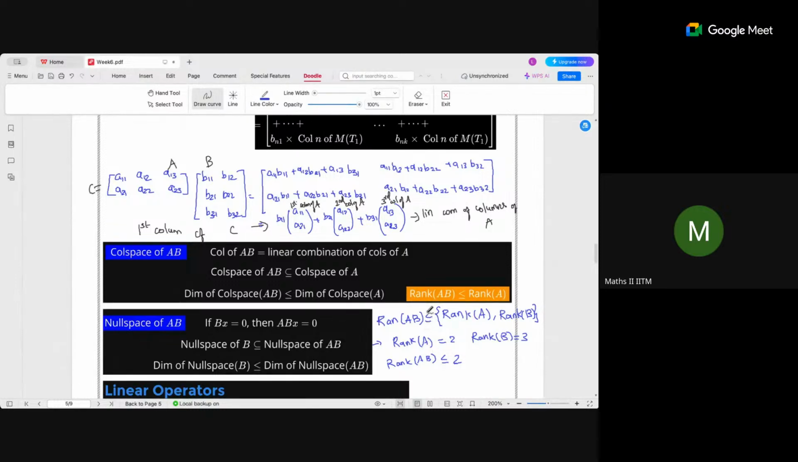So in general, both of these combined together give this formula that rank of AB is less than or equal to minimum of rank of A comma rank of B. So this minimum comes into the formula when you take both rank of A and rank of B. Is this clear? Why the minimum comes? Yes? Yes, ma'am.